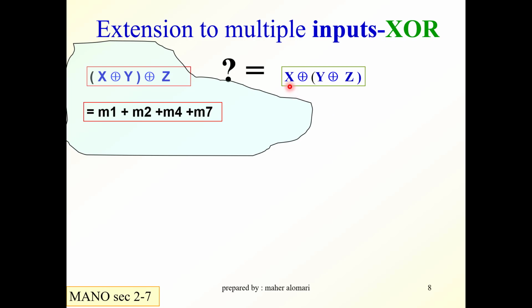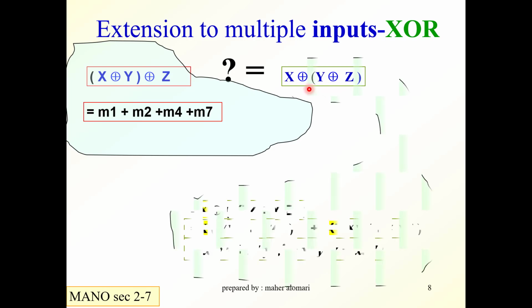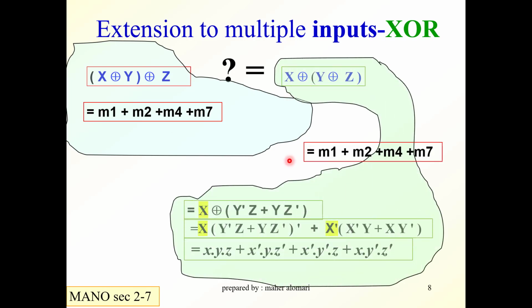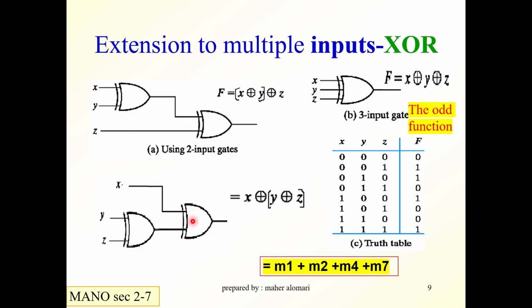Let's take a look at the right-hand side of the equation. X exclusive OR with Y, exclusive OR with Z. If we follow the same procedure in manipulating this expression, we will come up with the same answer as for the left-hand side. Mainly, this is equal to M1, M2, M4, M7. You can try that out yourself. So from this, we see that these two circuits are equivalent.